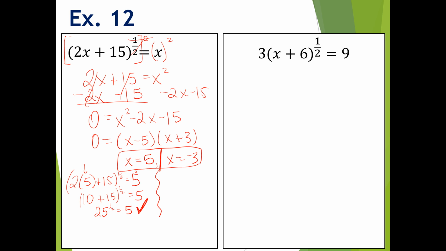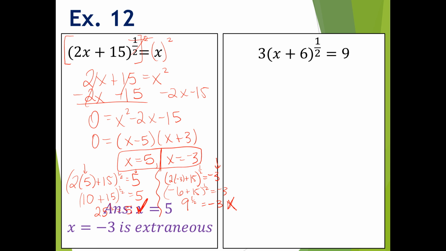Now, you might be noticing a trend here that some of our negative stuff is not working out. So I'm a little suspicious about this -3. So let's see, (2 times -3 plus 15) to the 1/2 power equals -3. Again, I don't feel great about that. Not thinking it's going to work. But let's see. We got (-6 plus 15) to the 1/2. Does that equal -3? This is 9 to the 1/2. I believe 9 to the 1/2 is just 3, not -3. So that does not work.